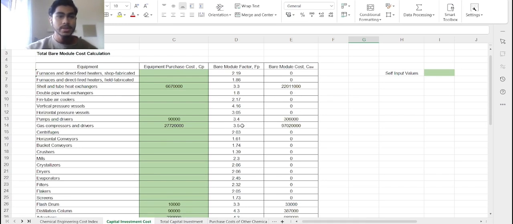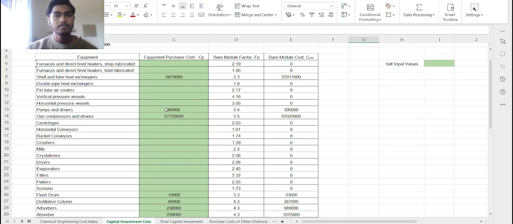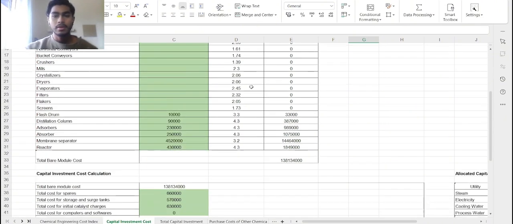Let us now learn about the capital investment cost. This example was taken from the Seider textbook, 4th edition, page 443. The example requires us to calculate the capital investment cost for an ammonia plant. We begin by determining and self-inputting the equipment purchase cost for the different equipment in the plant and multiplying by the individual bare module factor. And finally, we obtain a total bare module cost.